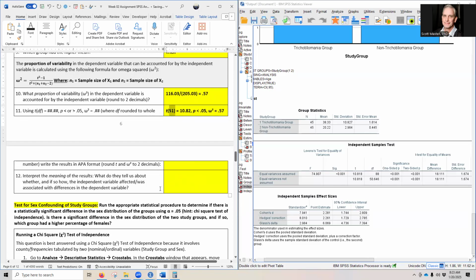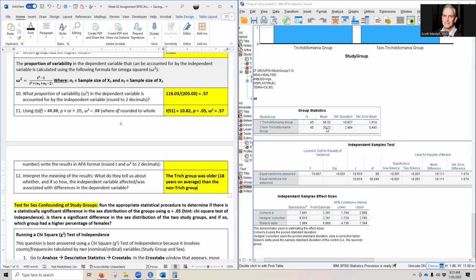Interpret the meaning. What do they tell us about whether, and if so, how the independent variable was associated with differences in the dependent variable? Well, what these results tell us is that the trick group was older, 18 years on average, than the non-trick group. Where do we get that from?